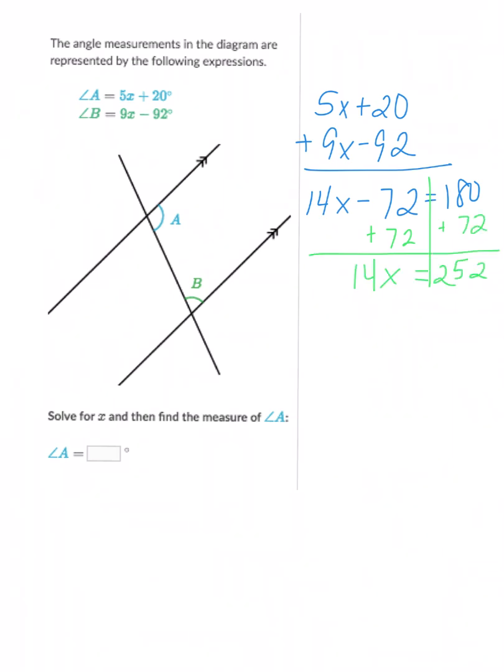I get 14x equals 252, and then I'm going to divide both sides by 14. I'm going to use my calculator, and x equals 18. Now that's what x equals. They want me to find the measurement of angle A.